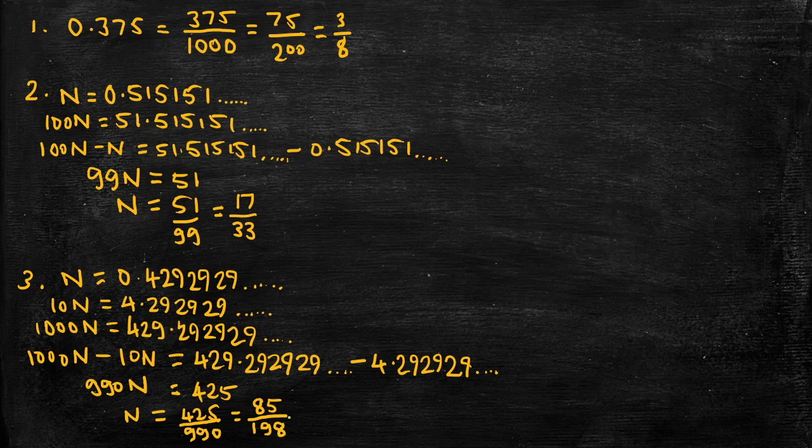So that's how to express both terminating decimals as fractions and repeating decimals as fractions. And these types of numbers are known as rational numbers. There's another type of real number called an irrational number, and that's where we can't express the number as a fraction.